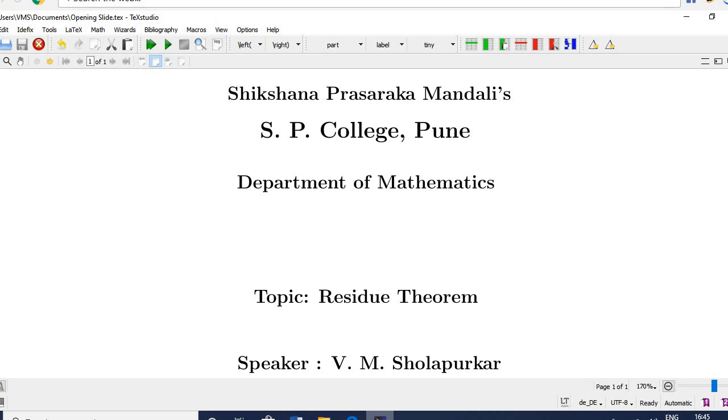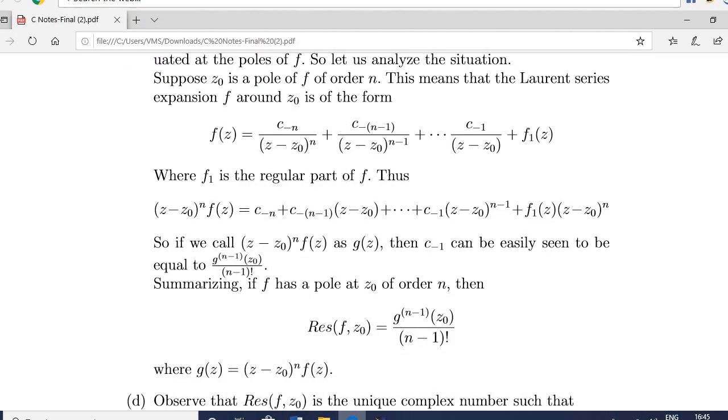Last time we saw the concept of how to find the residue of a function at a singular point. Today we shall see a residue theorem, sometimes called the Cauchy residue theorem. So let me go back to the method of computing residue.